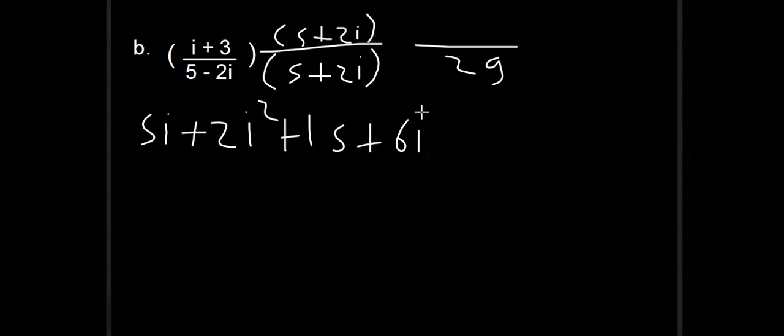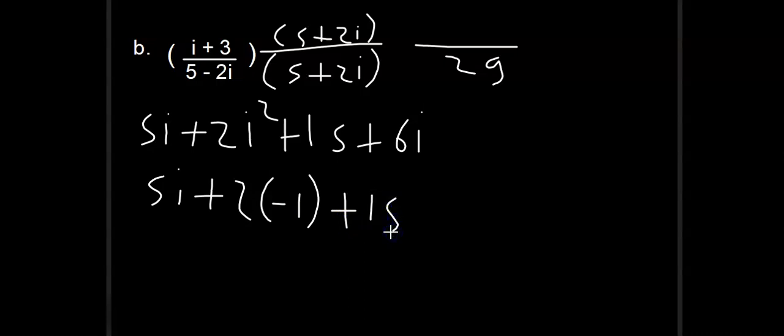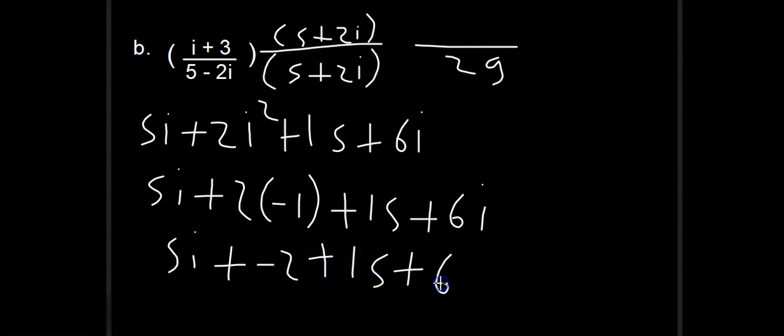So now let's change this i squared. So 5i plus 2 times i squared, which is -1, and then plus 15, and then plus 6i. So this will be 5i plus 2 times -1, which is -2, and then plus 15 and plus 6i.